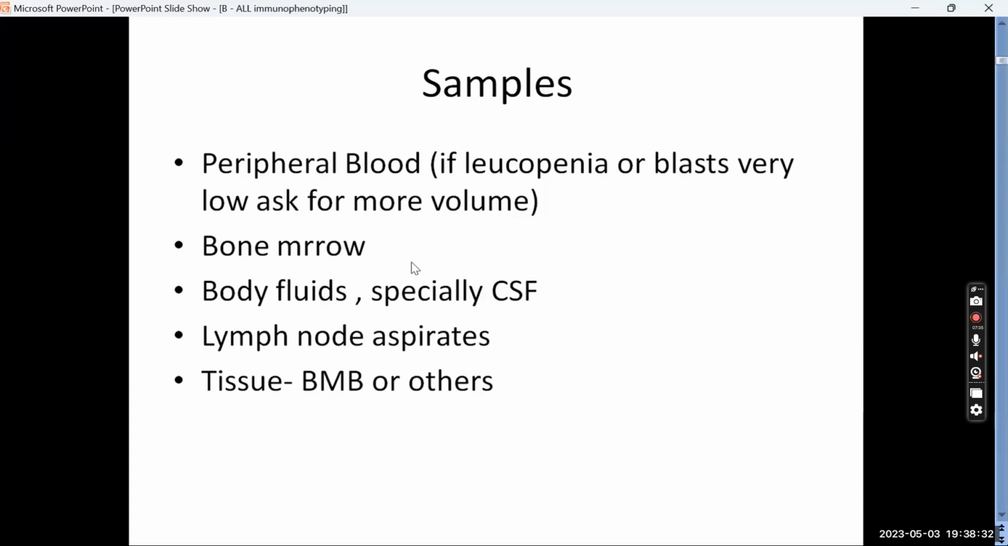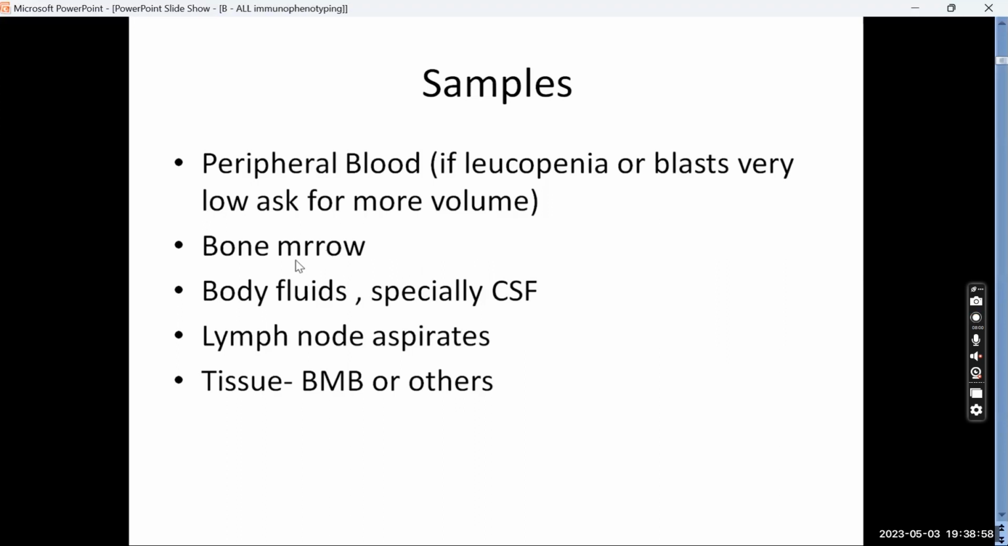At that time you suggest they do a bone marrow, but if for some reason they are not doing the bone marrow, and the blast percentage is around, say, 5% or 6% with a good total count, or the total count is too low, say 1500 or 1000 cells per microliter, then you need to take extra volume of blood and lyse it so that you achieve the numbers, the cells, which you want to analyze.